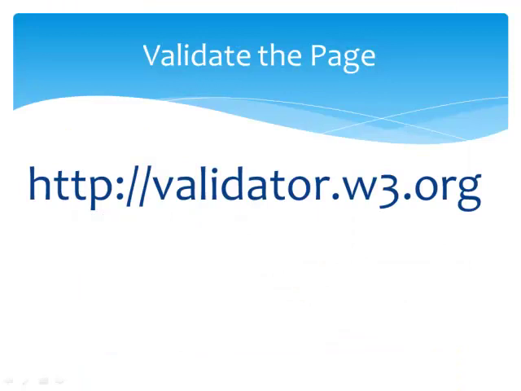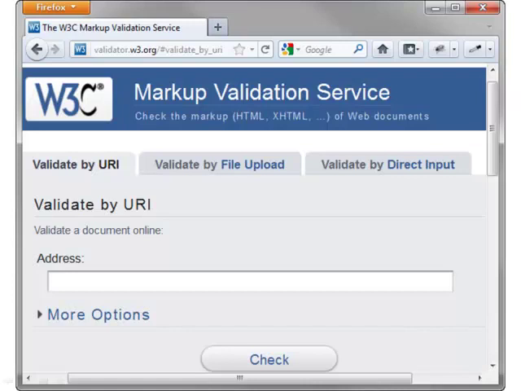Let's access the W3C validator and check the syntax of the design.html web page. Display validator.w3.org in a browser. There are 3 validation options. Use the Validate by URI option to check a page on the web. Use the Validate by File Upload option to upload a file for validation from your computer. Use the Validate by Direct Input option to type or copy and paste code to be validated.